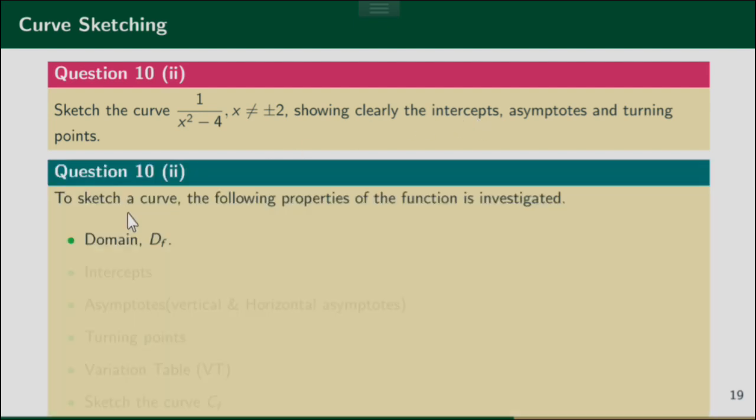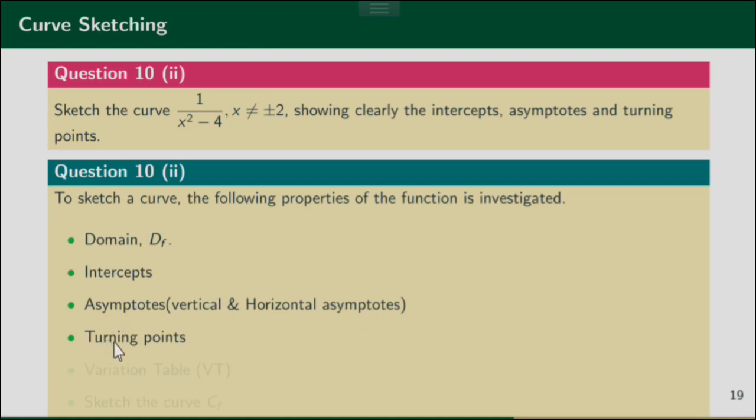Now, to sketch a curve, the following properties of the function have to be investigated. The first and perhaps the most important is the domain of the function. So this is simply the set of values of x for which the function is valid. The next information is the intercept. Where does the curve cut the y-axis and where does it cut the x-axis? The next is the asymptote. There are basically 2 asymptotes, vertical and horizontal, and we need to investigate them.